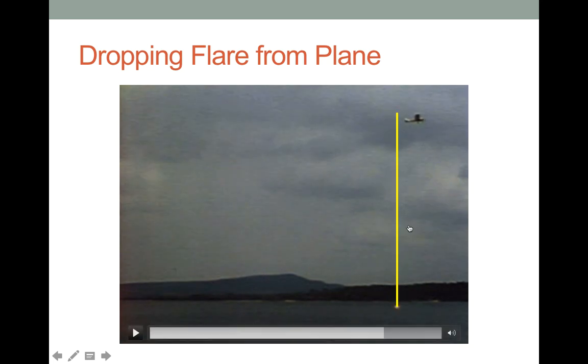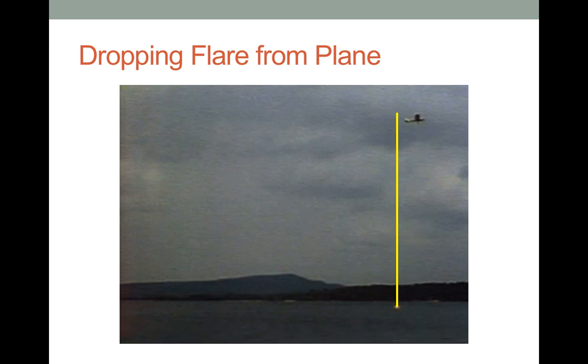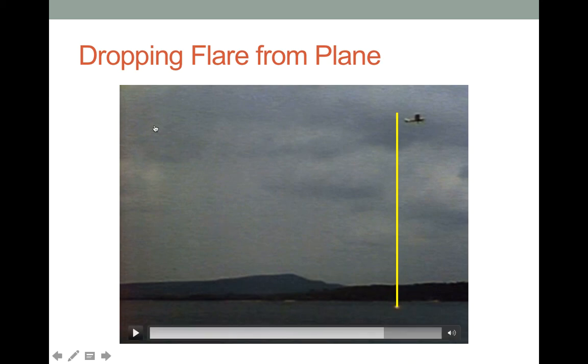And we can see that this is a vertical line, and it's almost directly underneath the airplane. It's not exactly under the airplane due to the effects of air resistance. So from the airplane's perspective, all the pilot would see is the flare more or less dropping straight down directly below him. From our perspective on the ground, we see it moving horizontally while falling vertically.